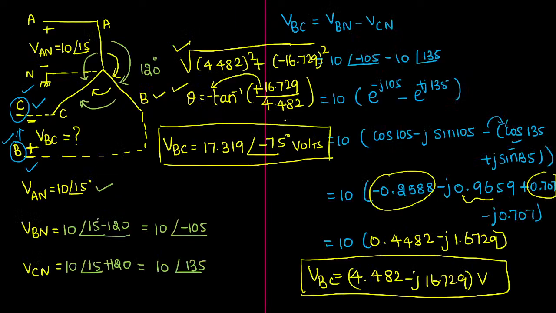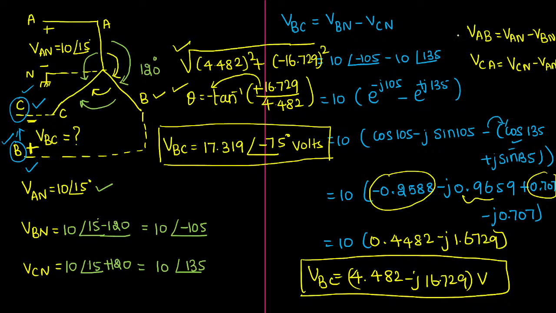So now you can try calculating the value of VAB also. Then you can also try to calculate the value of VCA. How will you calculate the value of VAB? VAB means it is VAN minus VBN. How will you calculate the value of VCA? It will be VCN minus VAN.